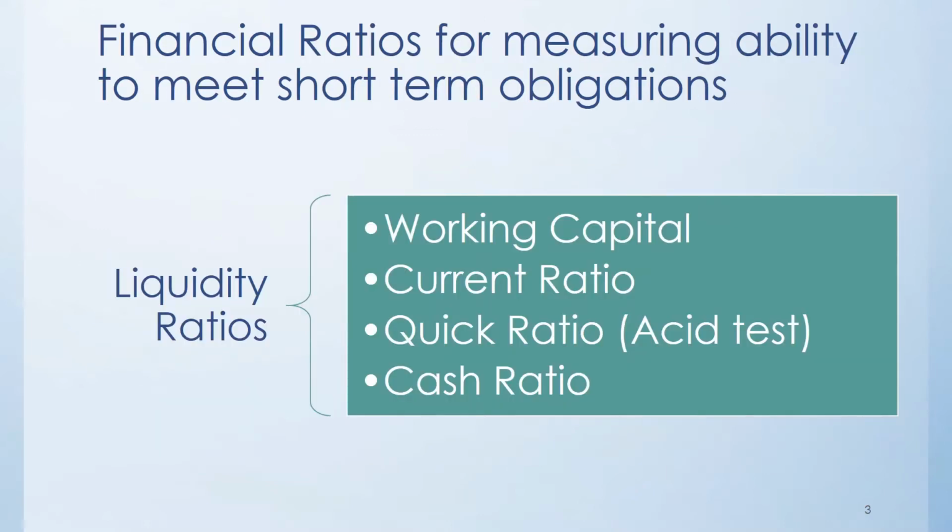So the first category is liquidity ratios. Liquidity ratios are the financial ratios which help in measuring the ability of the company to meet its short-term obligations, short-term debts. Liquidity ratios include working capital, current ratio, which is actually the working capital ratio, quick ratio, which is also called the acid test ratio, and cash ratio.